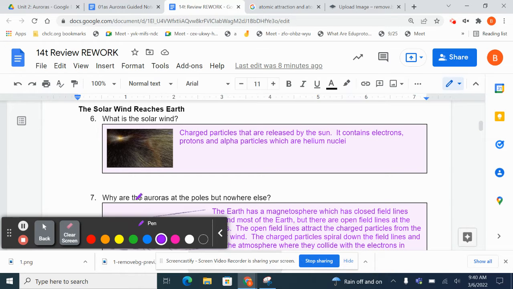All right, so now we're going to look at how the solar wind reaches Earth and how that interacts to form our auroras. So the first thing in our questions here is, what is the solar wind?